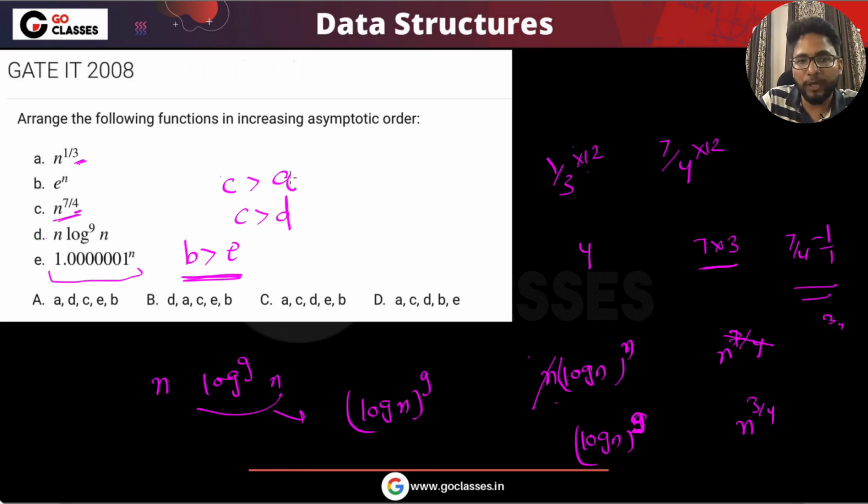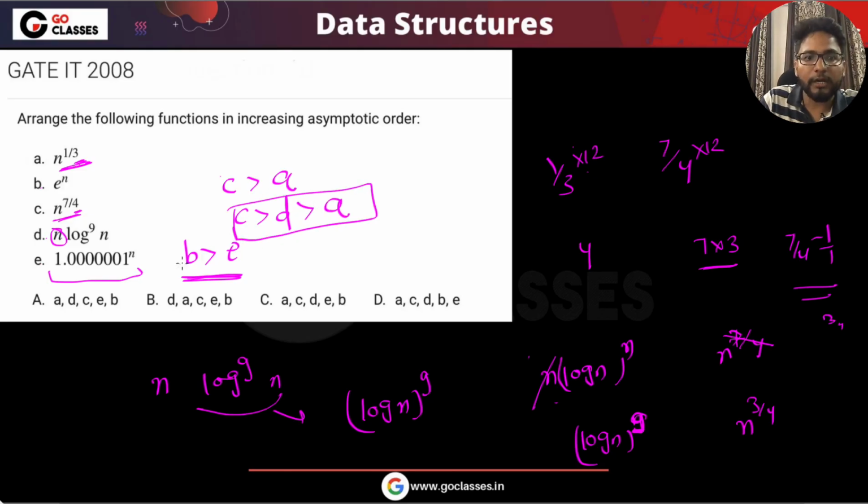Then let me compare between A and D. So it is n power 1 by 3, and n into log n power 9. Obviously this term is greater because it is just n power some small thing. This n itself is greater than n power 1 by 3. Then obviously this will be greater. So between D and A, D is greater, right? So you will say C, D, A.